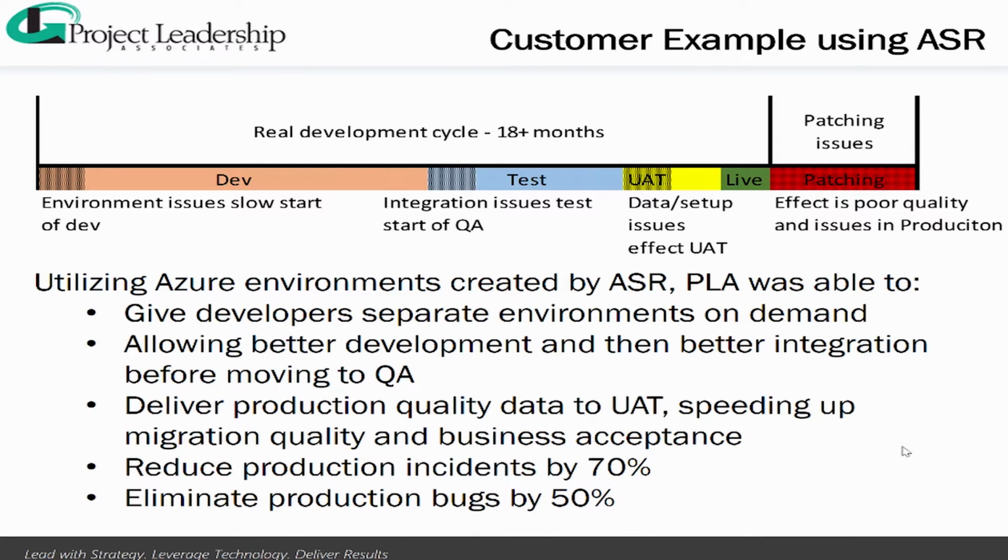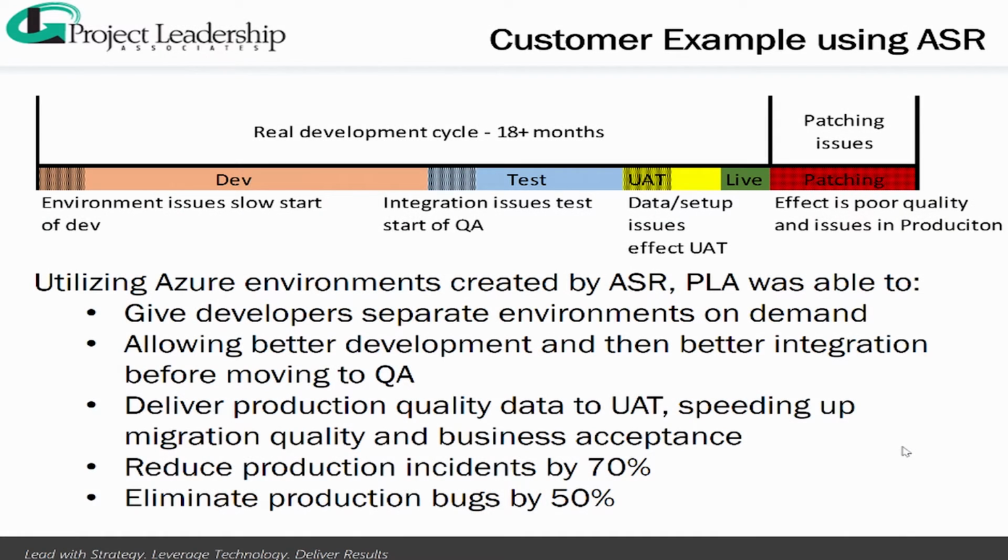Replicating production environments for user acceptance test gave the business users everything they needed to completely test the solution quickly and effectively. Giving operations teams a deployment readiness environment right before the go live date allowed them to test all of the migrations and deployments, resulting in a very smooth go live production, and an astounding 70% reduction in production incidents and a 50% reduction in production bugs, allowing the teams to move on quickly to the next project.